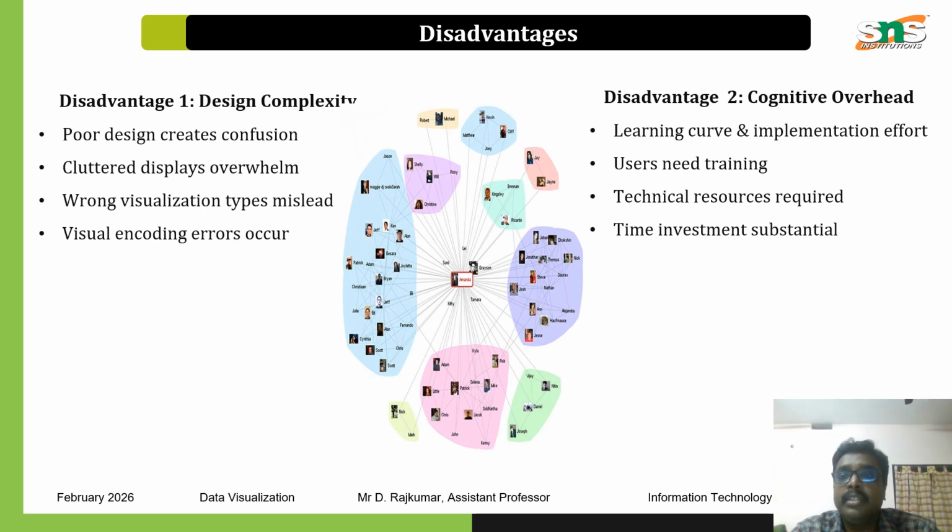In the second disadvantage, we are discussing cognitive overhead. We need to put in a lot of effort in the learning curve and implementation efforts. The user also needs training so that the data can be converted into a proper visualization. For that, we need to identify what kind of data we are going to use and what type of visualization will suit that data. That comes with experience, and a lot of technical resources are required, and the time investment in learning is also substantial. So we need substantial training for visualization, and that comes under cognitive overhead.